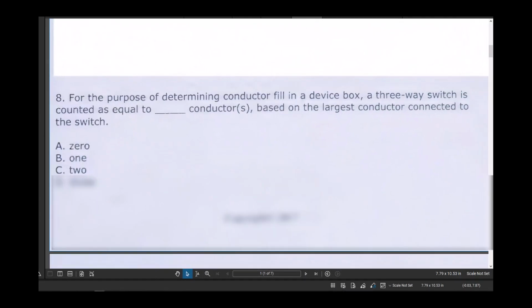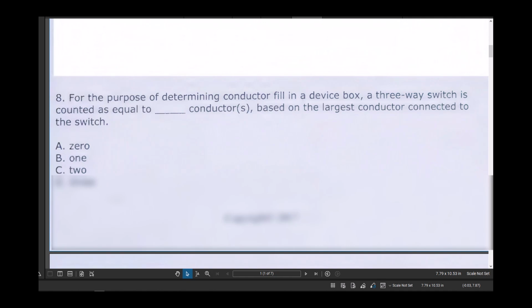Question 8. For the purpose of determining conductor fill in a device box, a three-way switch is counted as equal to A. 0, B. 1, C. 2, D. 3 conductors based on the largest conductor connected to the switch.